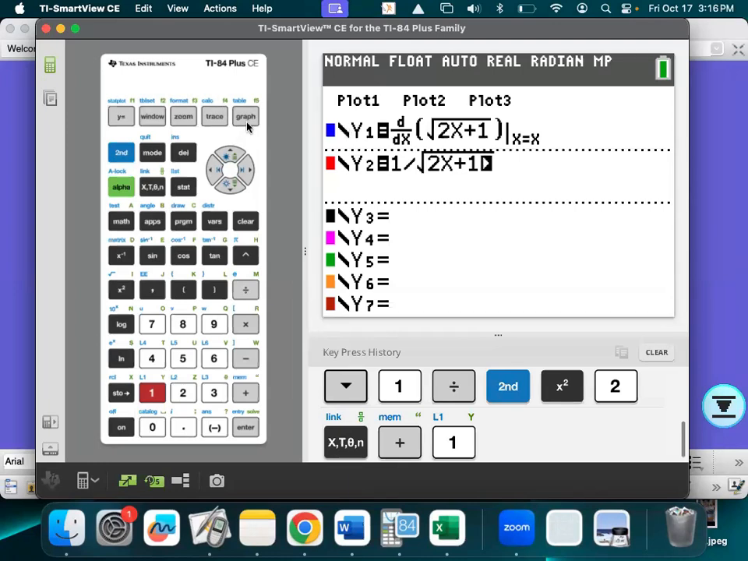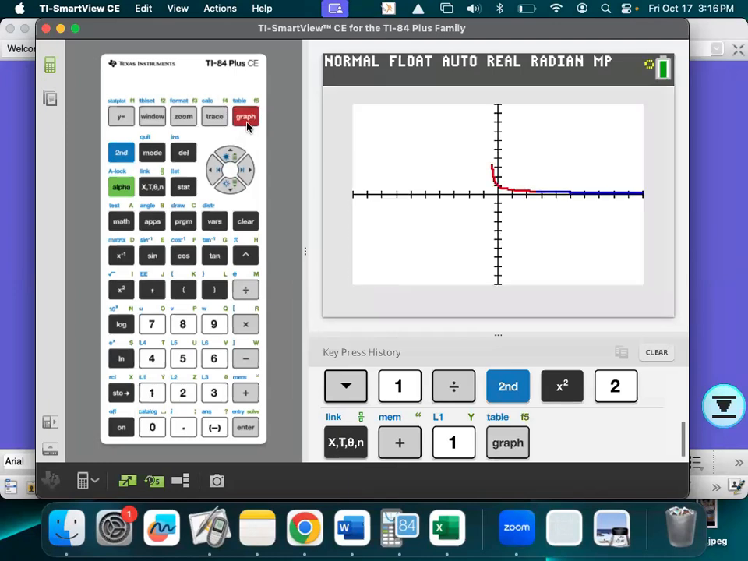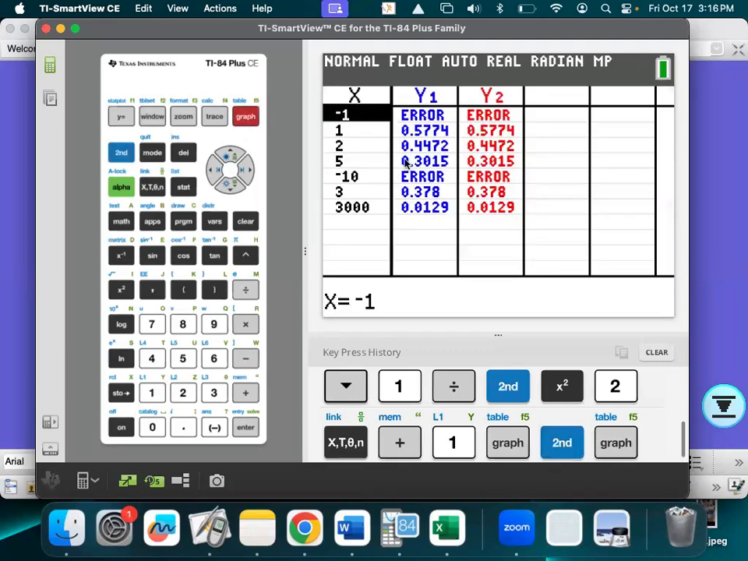But if we look at this, blue, red. You could also look at the tables if it went too quickly. I have a bunch of numbers that I randomly put into the x. I have the same numbers, and I have the same outputs for the same x values. So that tells me that I have the correct derivative function.